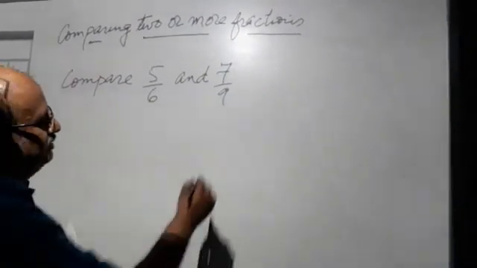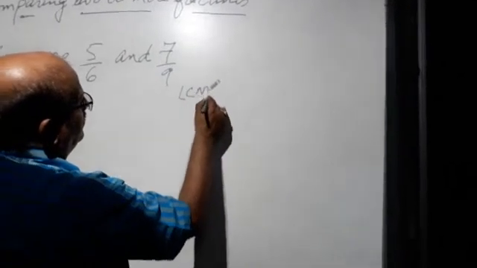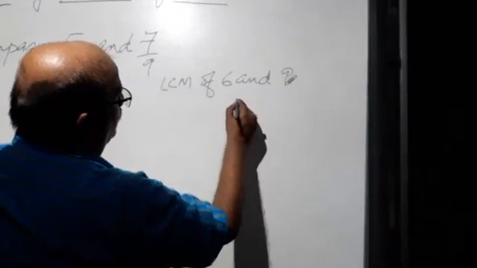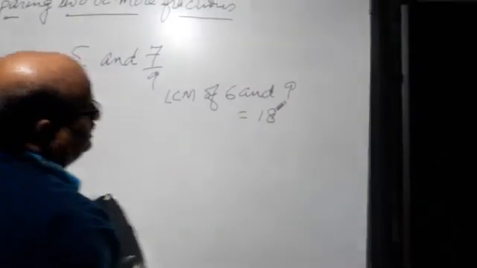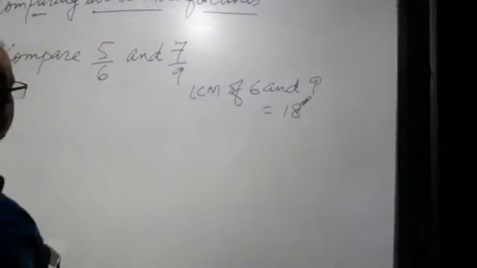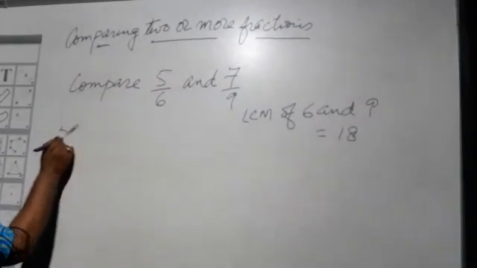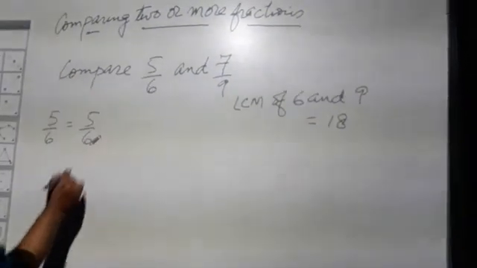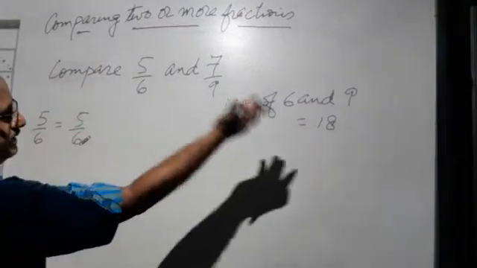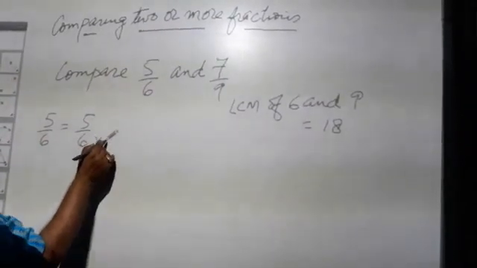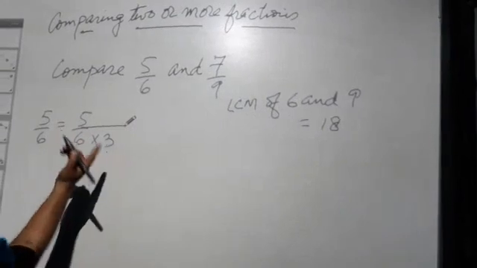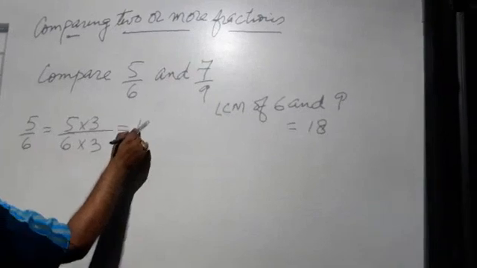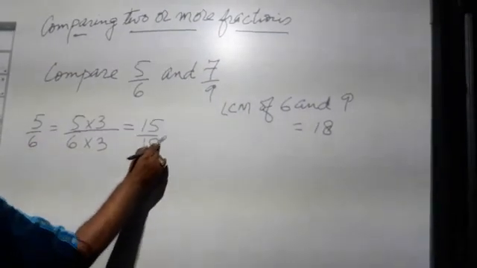Let us see 5/6 and 7/9. First we find the LCM of 6 and 9. We know that it is 18. Now we take 5/6 individually. 6 has to be multiplied by what to get 18? 6 times 3 is 18. So we multiply the denominator by 3, and the numerator must also be multiplied by the same number. So we get 15/18.